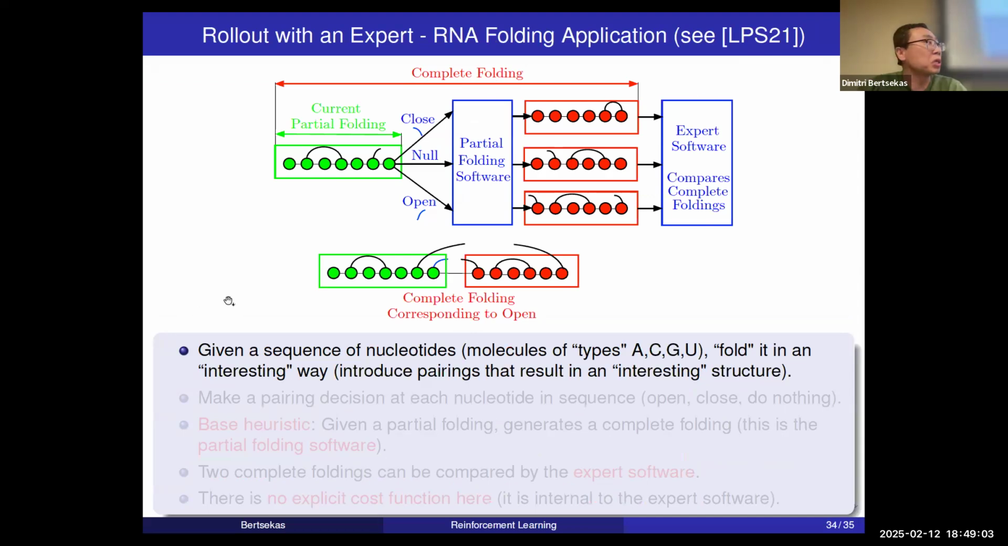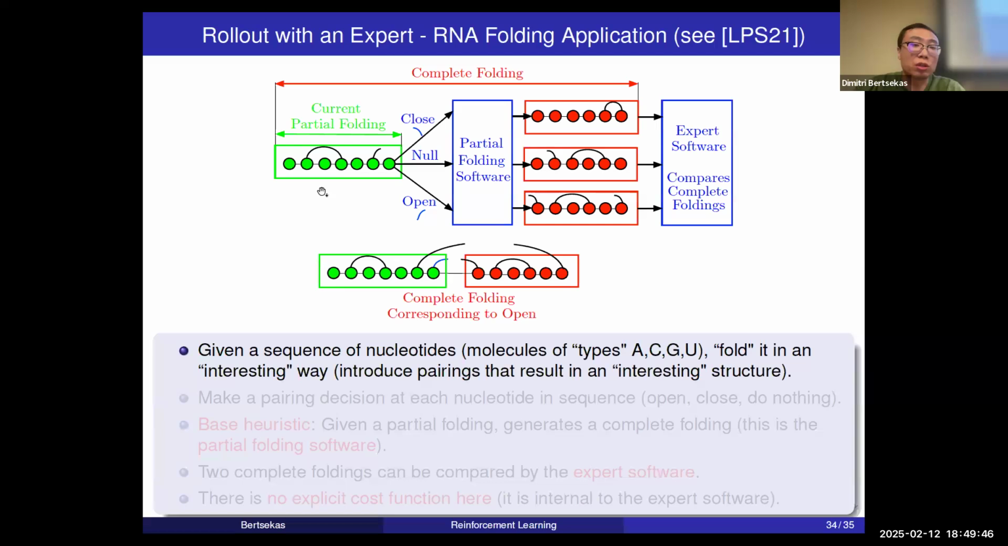And RNA folding is an important application in computational biology, where we are given a sequence of molecules by the name of nucleotides. For each of the molecules, we want to match some of them with other molecules according to certain criteria and under certain constraints. Those molecules have 4 types, A, C, G, U, whereby you can match a type A with a type U, and you can match a type C with a type G, and not the other way.